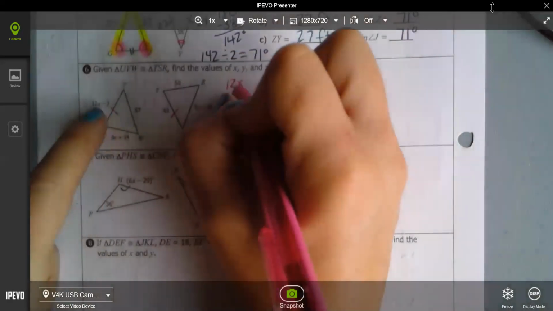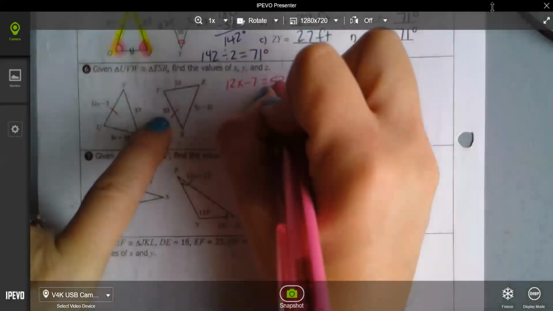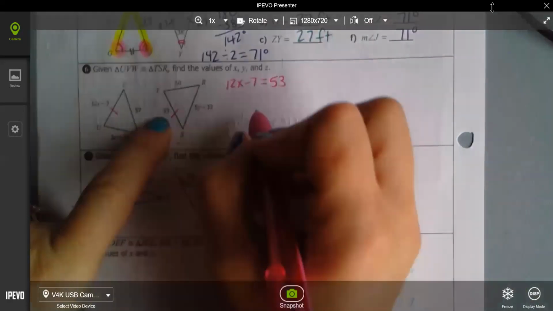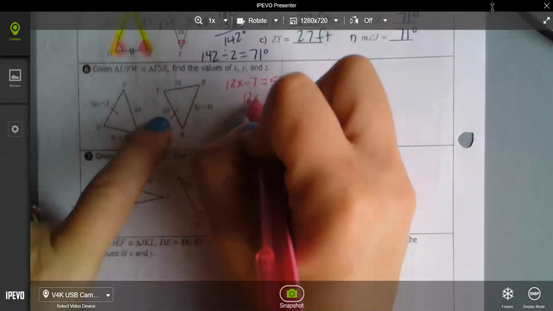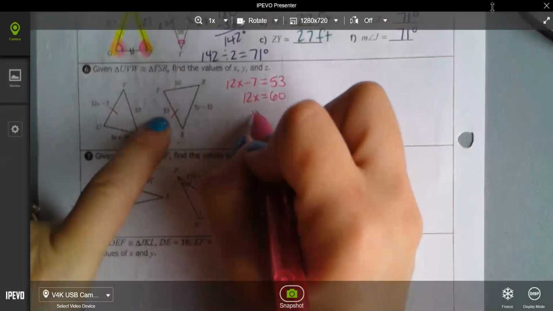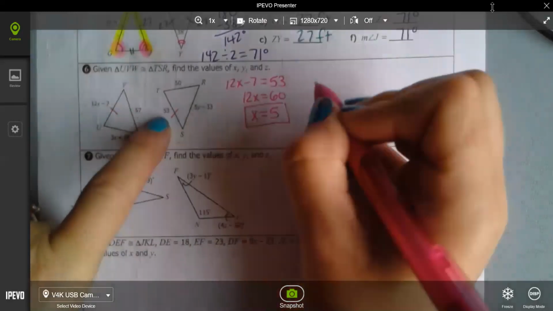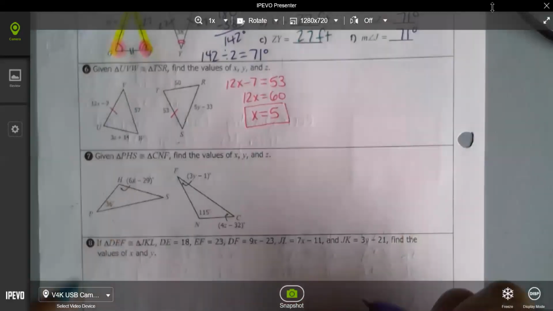So that means that 12x minus 7 has to be equal to 53. And now I'm adding 7 on both sides. And now I'm dividing both sides by 12. So 60 divided by 12 is 5. Well, there's one answer. All right, let's move on.